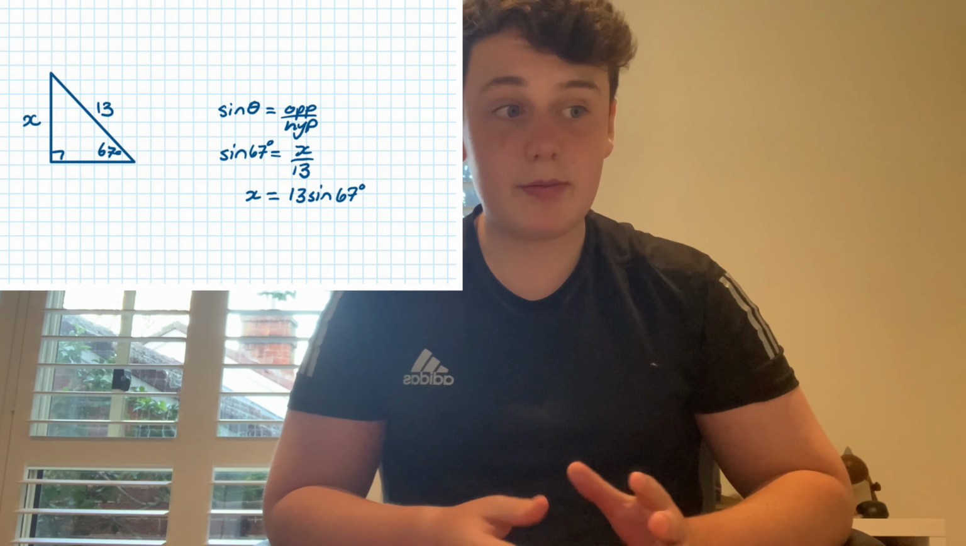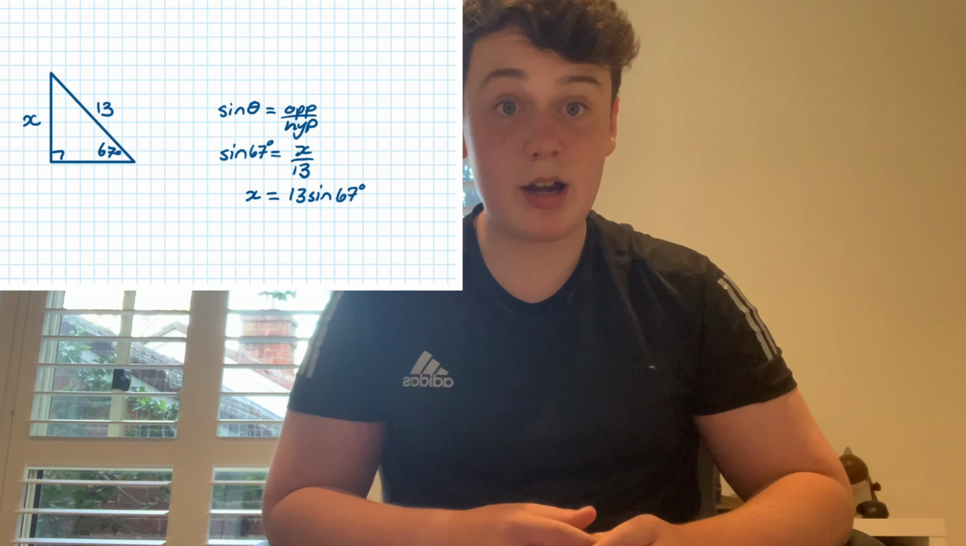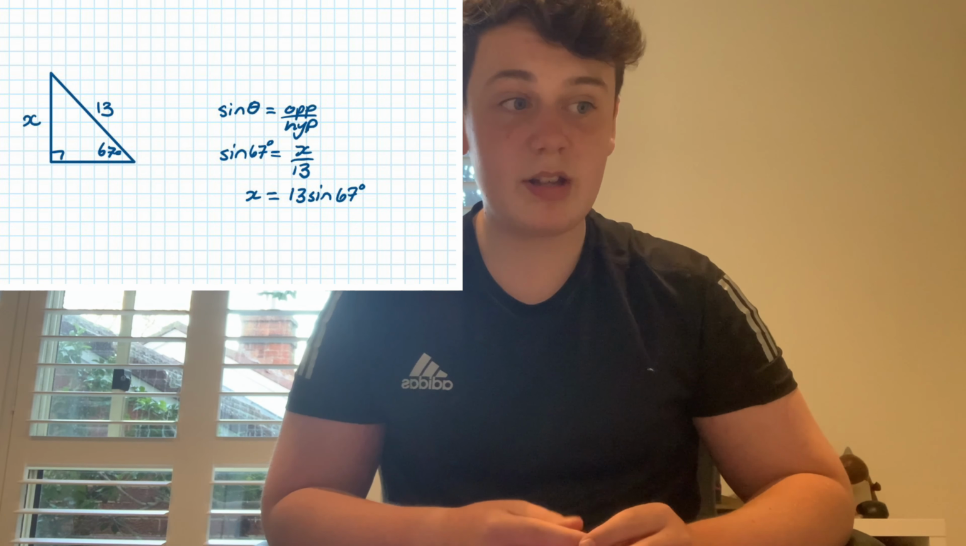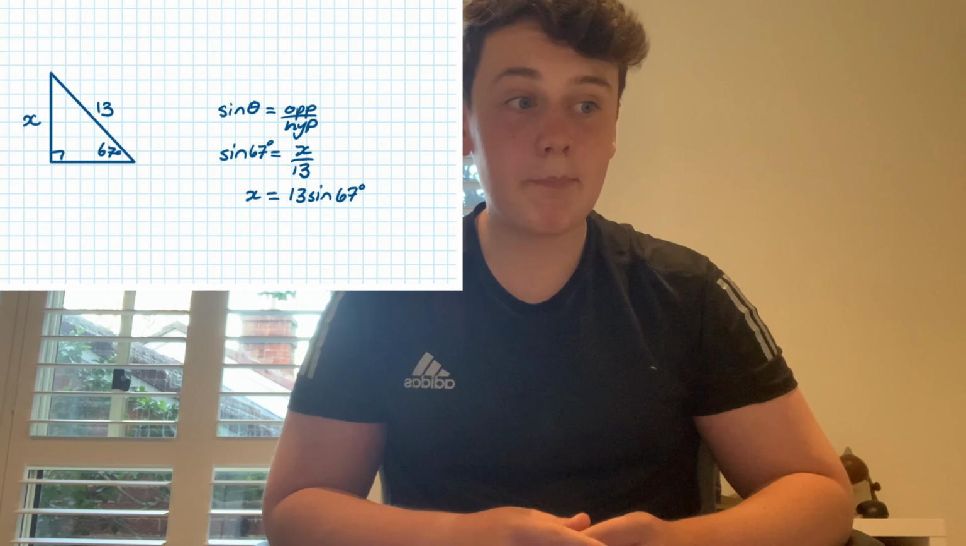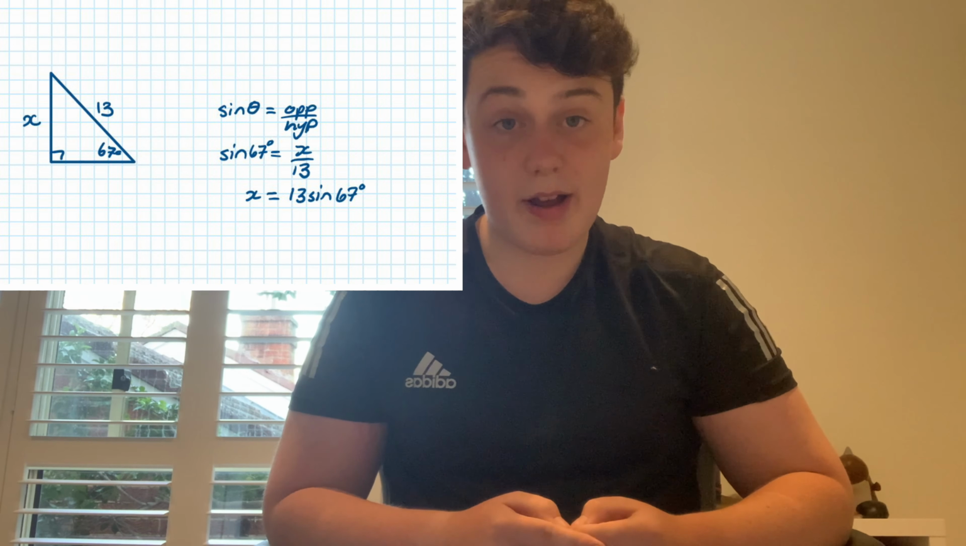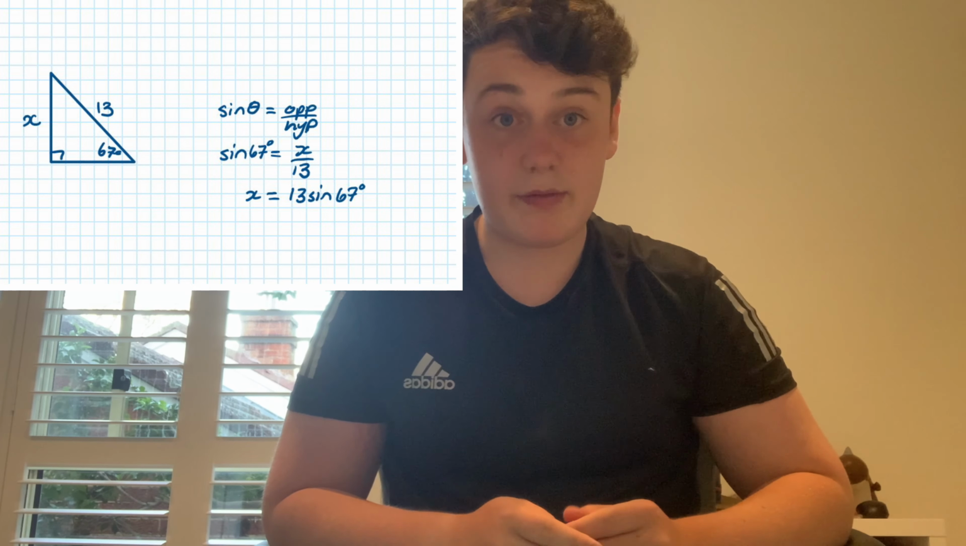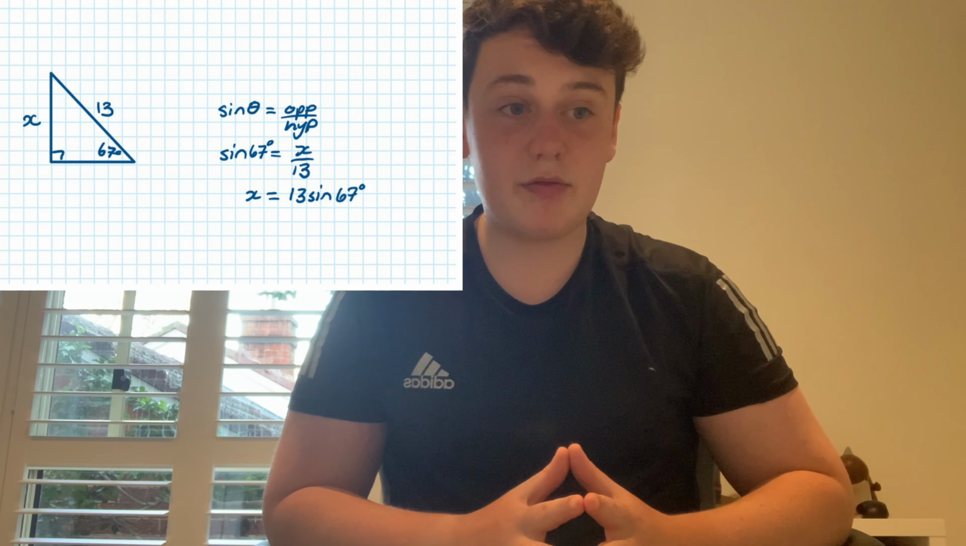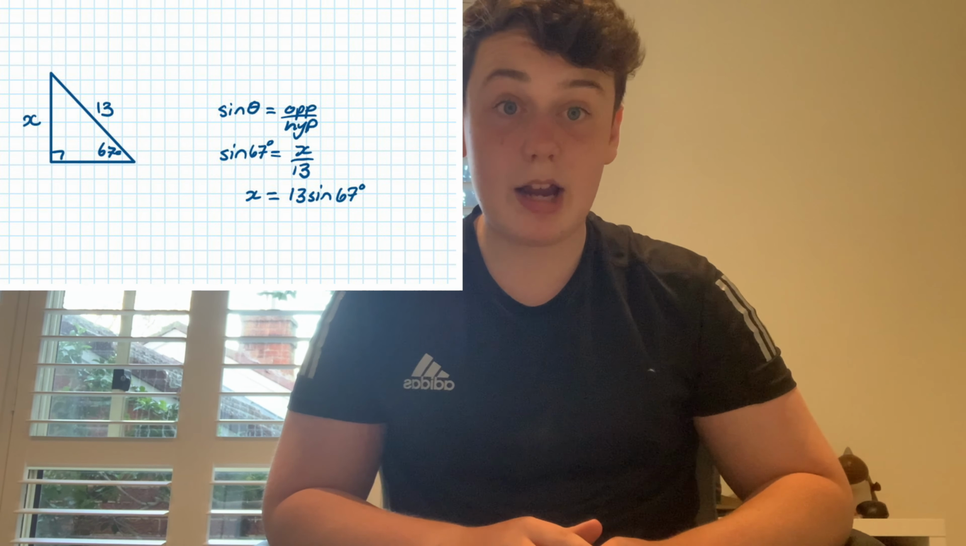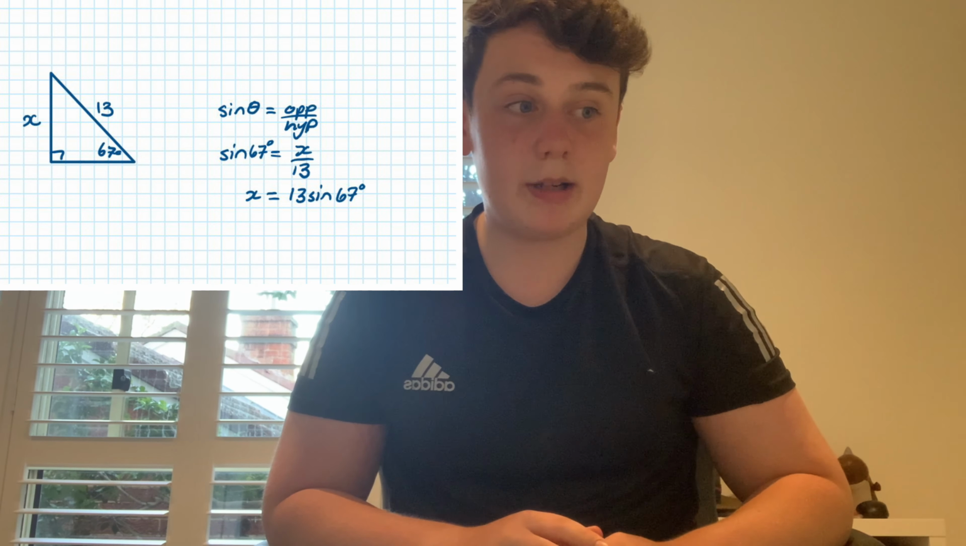After that, you want to substitute your measurements in. So it becomes sine 67 degrees equals x over 13. And then you want to rearrange and evaluate to get your final answer, which is x equals 13 sine 67. In a test, you can leave the answer as that, or you could also put that in a calculator and solve it, but either one is fine.